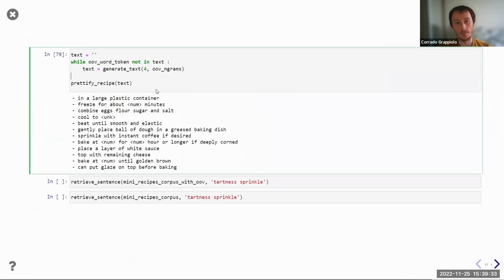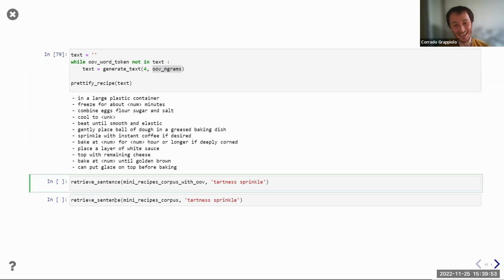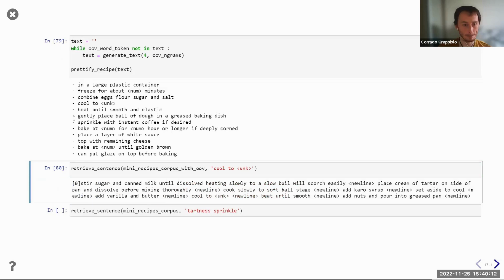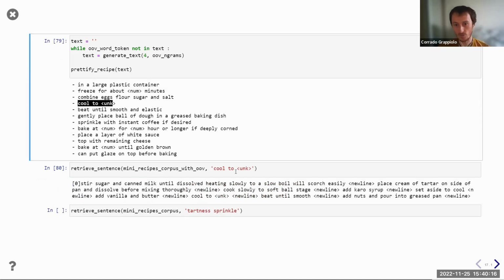Now I generated some new n-grams based on this corpus that contains unknown tokens, and this is a recipe that has been generated. As you can see, it treats the unknown token as out of vocabulary, so I don't know how meaningful it is. Nonetheless, it does that. Then we can look into these tokens. Yes, there was a recipe that contained cool to unk. Again, we used 4-grams, so we're like parrots. The higher n, the more parroty n-grams are.